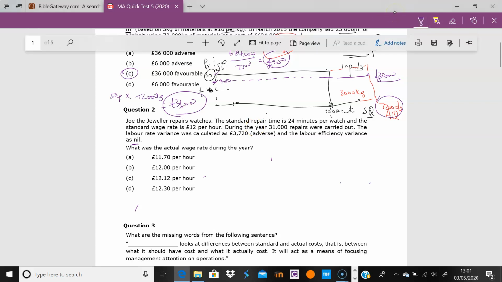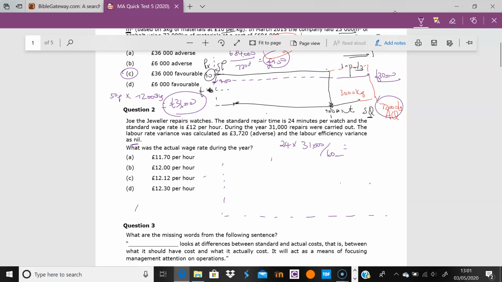Right, okay, so let's look at what's going on here. Graph again. It says the standard repair time is 24 minutes per watch. And you made 31,000 watches. So I expect you, I'll just draw my graph again, I expect you to have spent 24 minutes times 31,000 repairs. But I'm going to divide this by 60 minutes because I want this in hours, right?